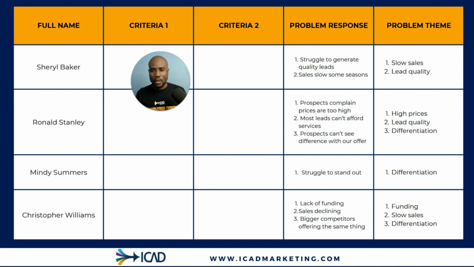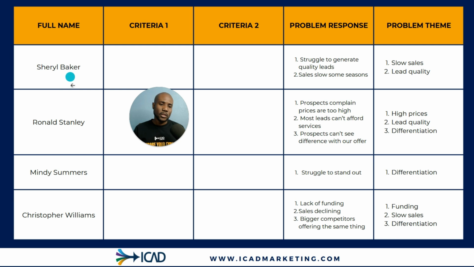But for this specific example, the 2 columns that are most important to me are these 2. And you'll notice it says problem response and problem theme. So let's say, for example, we interviewed or surveyed Cheryl Baker. We asked her the same 3 questions and identified all the struggles based on the problem responses she gave us: she struggles to generate quality leads, and her sales are slow during some seasons, right? I'm going to get to the problem theme in a second, but let me just go through the rest.